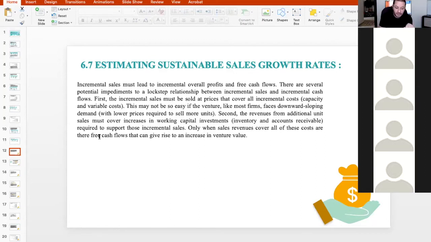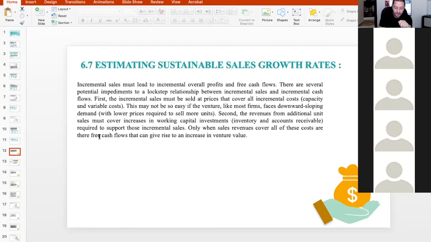So incremental sales, يعني المبيعات الإضافية الناتجة عن النمو. So incremental sales must lead to incremental overall profits and free cash flows. This is a very important sentence. Any increase in the sales must fulfill two goals. First, it has to lead to an increase in the profits, but not only profits. It has also to lead to an increase in cash flow. So you have to focus on these two concepts together: increase your profits and, at the same time, increase your free cash flow.